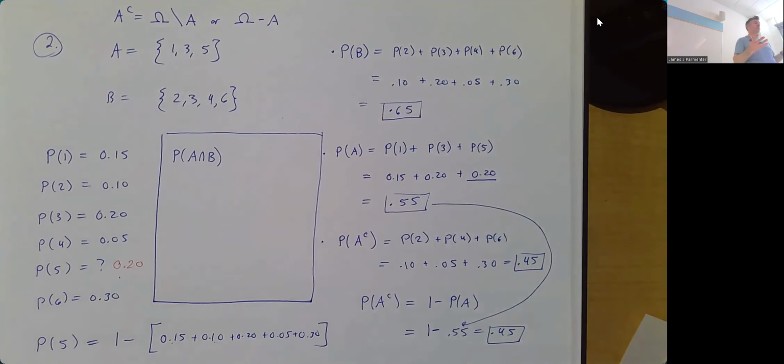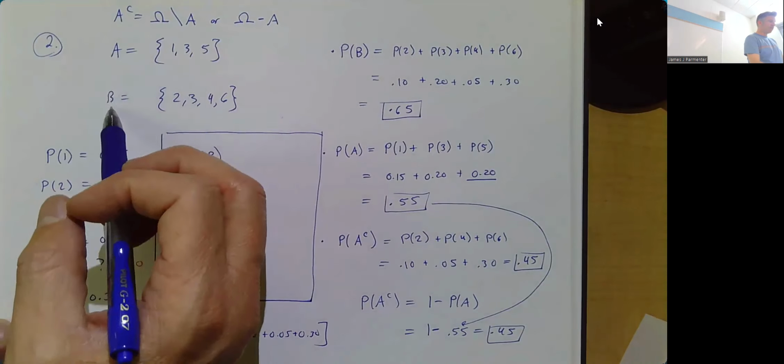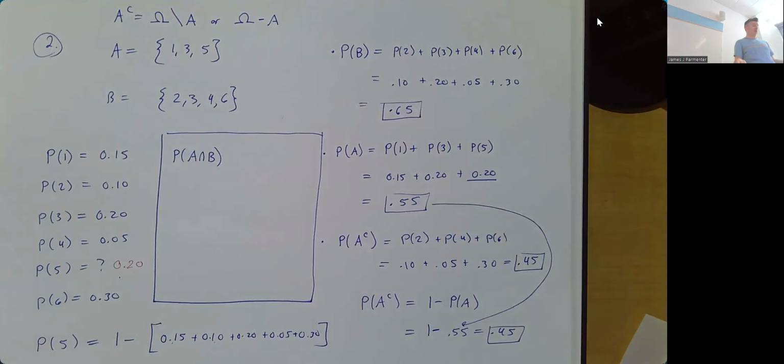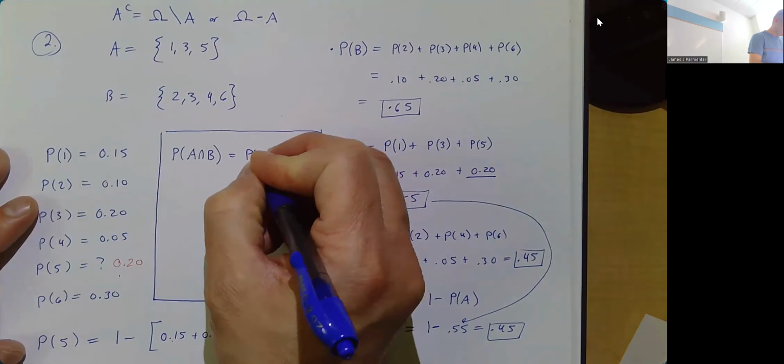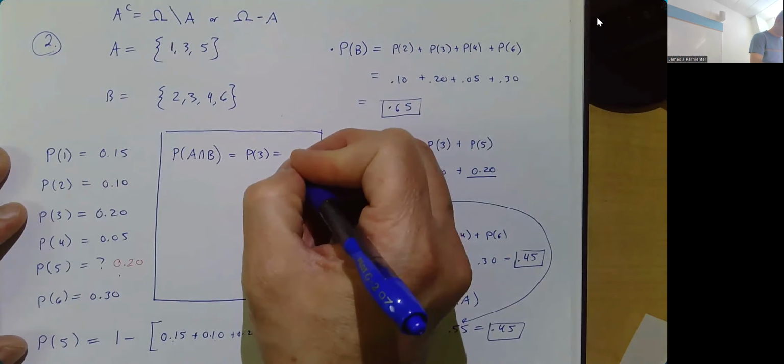When you're asked to find the probability of an intersection and you're able to, the easiest thing to do is to draw it or to identify it. So you can actually look at A and B and ask yourself, what things are in both A and B? I see a thing. What is it? 3. 3 is in there, so it's really just the probability of 3, which is 0.2.